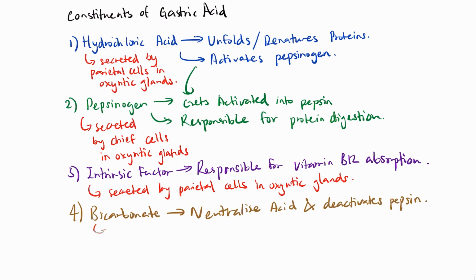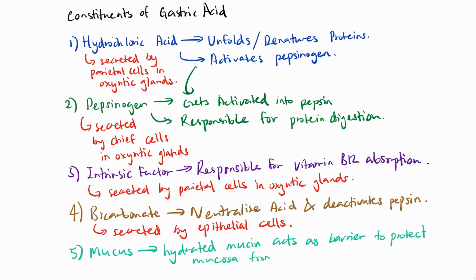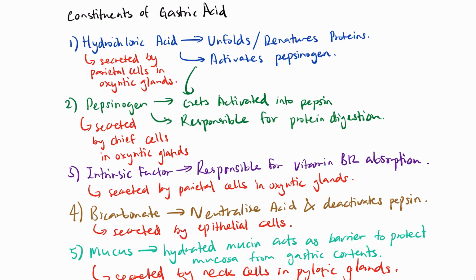Another constituent of gastric juice is bicarbonate. Bicarbonate is really important because of its physiological pH buffering role, and it's secreted by epithelial cells and is usually underneath the mucus. It's responsible for quickly neutralizing the acid, so in case acid does leak out past the mucus as the physical barrier, it can neutralize it. Last but not least, we have mucus, which is hydrated mucin and acts as a physical barrier against gastric contents. This physical barrier is quite important because it prevents the gastric juice from digesting the own cells of the stomach.